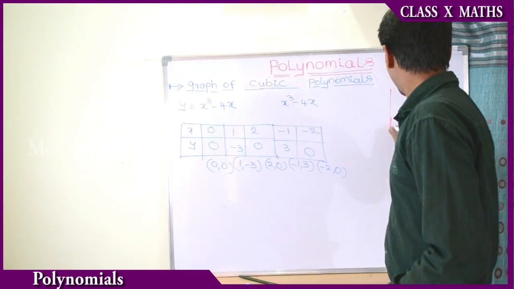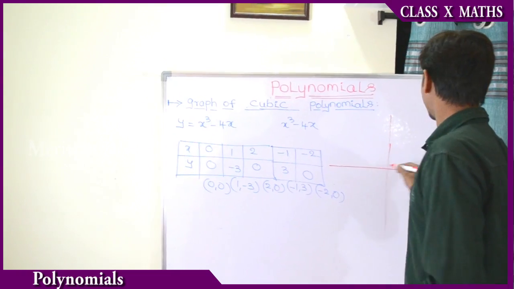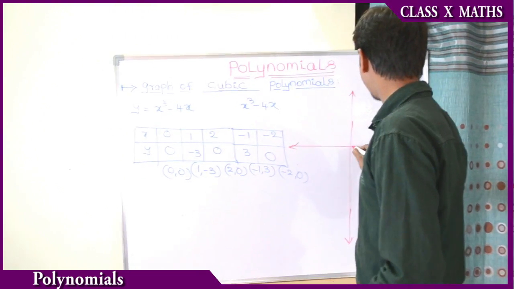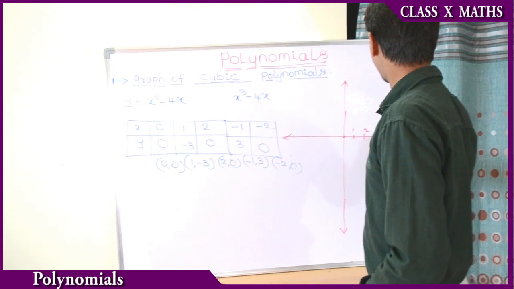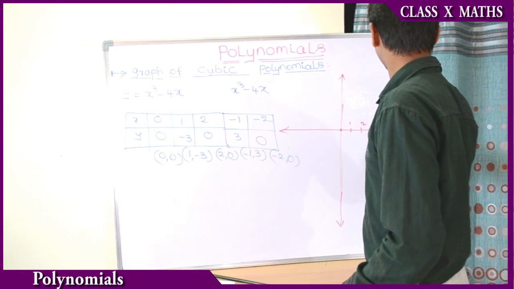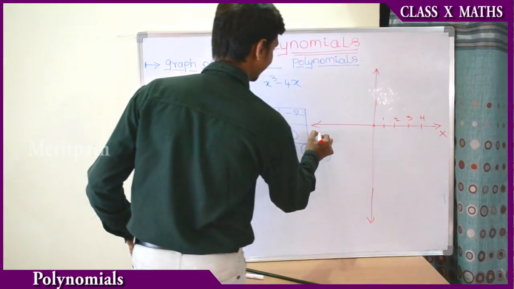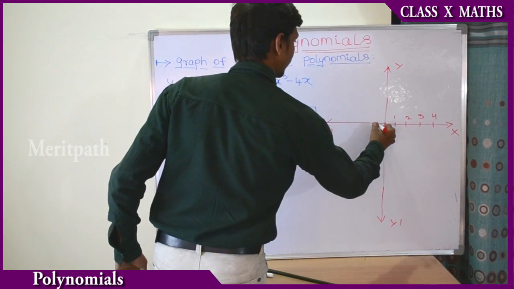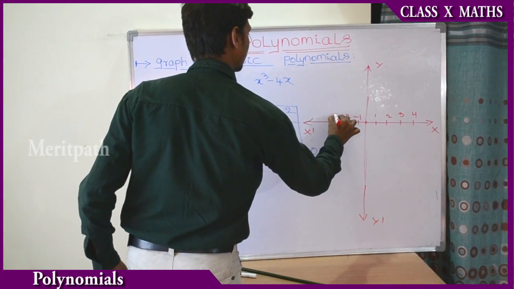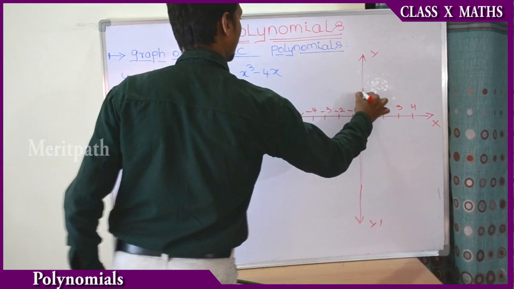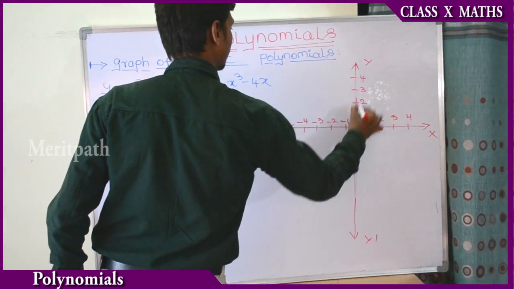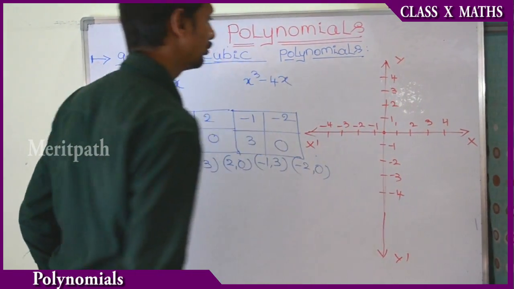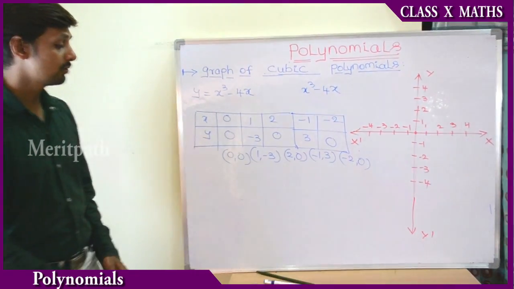So, see, draw this on the coordinate axis. Let us see how the polynomial will be. So, x-axis, negative of x-axis, y-axis, negative of y-axis, minus 1, minus 2, minus 3, minus 4, then 1, 2, 3, 4, then minus 1, minus 2, minus 3, minus 4 on the negative of the y-axis. Let us plot these points on the graph.